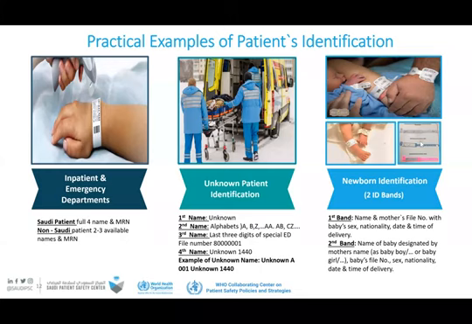The same, for example, with the tag: pink for girls, blue for boys, and white for ambiguous genitalia or certain situations. So in general, there needs to be a process in place to identify the patient correctly.